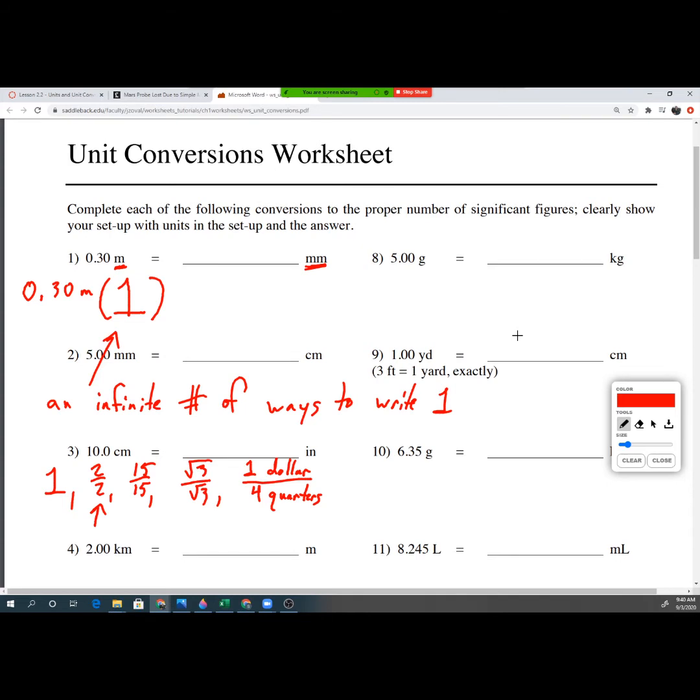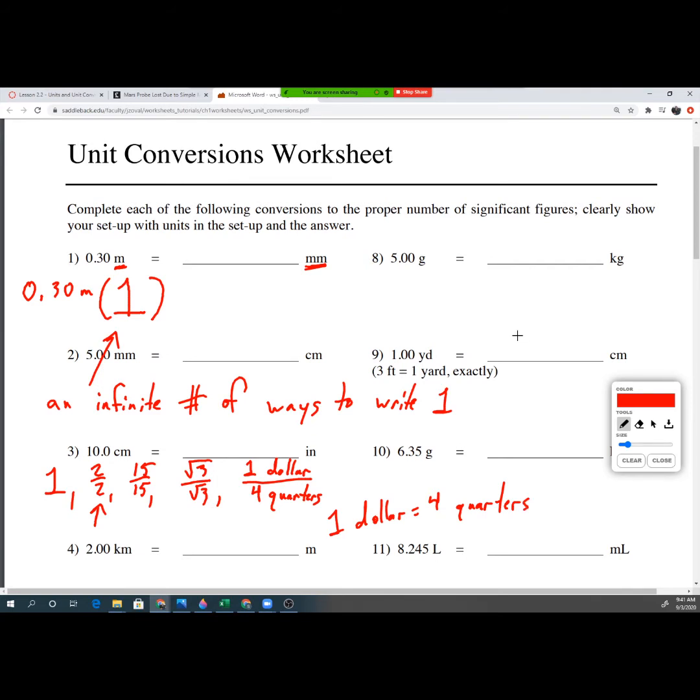Bueller? Anybody? Why does $1 over 4 quarters also qualify as a way to write the number 1? Because 4 quarters is equal to $1. Because they're the same thing, just like 2 equals 2. Yeah. $1 is equal to 4 quarters.